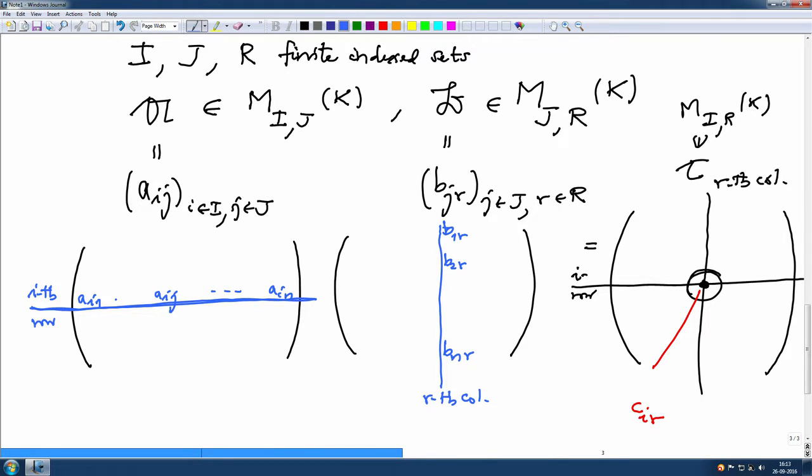That means we are adding A_ij times B_jr, and the sum is running over j from 1 to N, and by definition this is C_ir. This is a definition. That is how you multiply matrices, and this funny way is because we want a nice formula. So that is what in general one defines, and this is row, this is column.